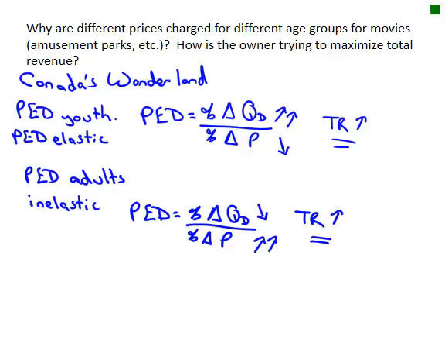Let's look at PED for adults. Whether it's a movie or Canada's Wonderland, it's not a big proportion of an adult's income, at least generally not the case. So they tend to be inelastic. Let's look at the formula.